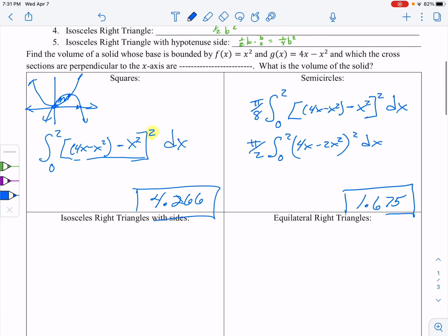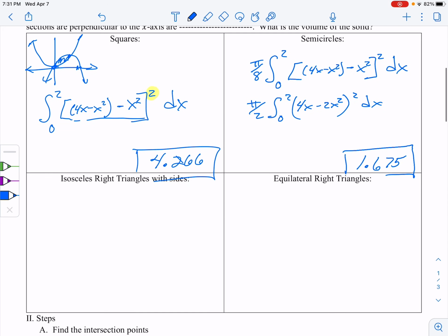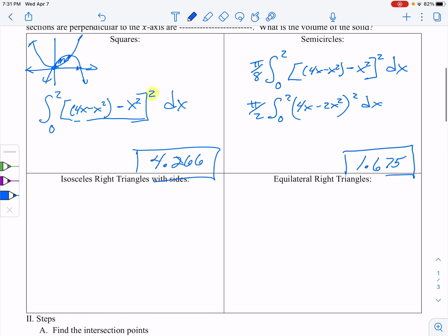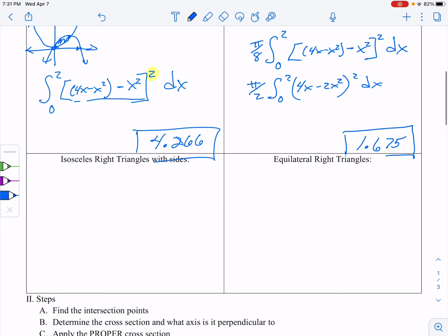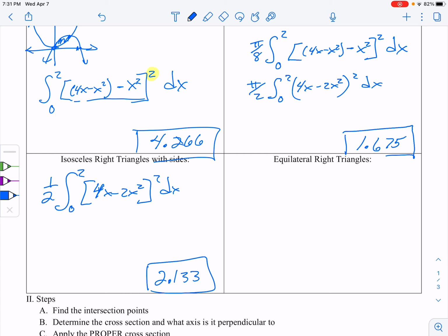Okay. Now remember, this is the same two equations. We did squares, semicircles, isosceles right triangle. Isosceles right triangle, what's the formula? 1/2. So you got a 1/2 hanging out front. Same integral. So let's keep them combined. So 4x minus 2x squared. And I got 2.133.